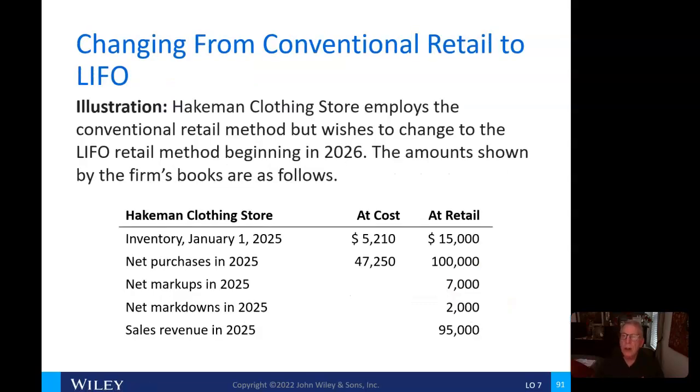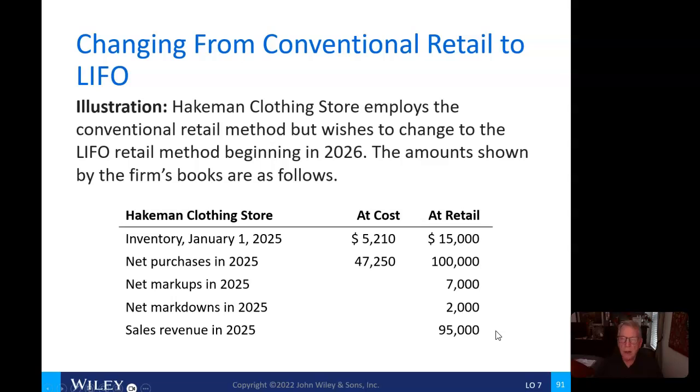All right, let's take a look at the I-Chapt clothing store and employs the conventional retail method, but wishes to change to the LIFO retail method beginning in 2026. The amounts shown by the firm's books are as follows. We have beginning inventory here, January 1, 2025. We have net purchases, net markups, net markdowns, and sales revenues all in 2025. We show the cost here and then the retail prices here.